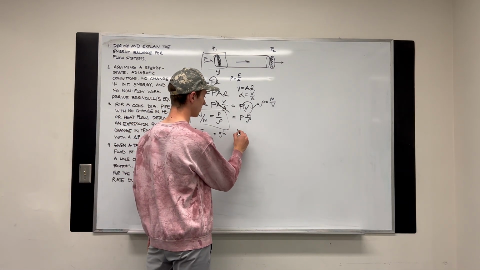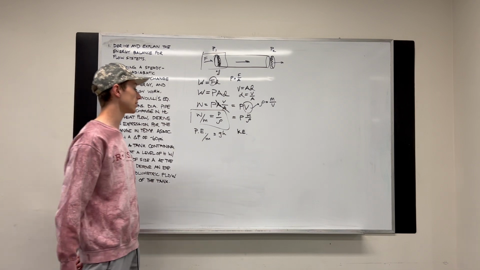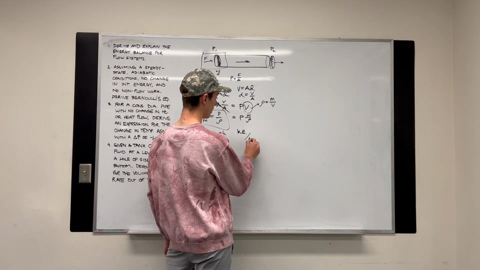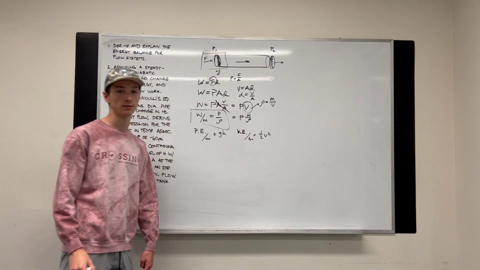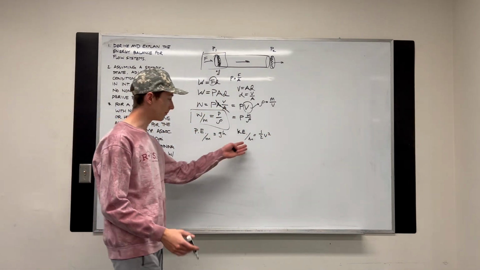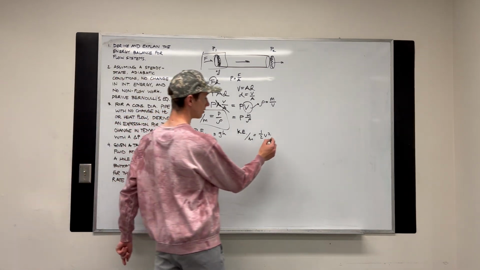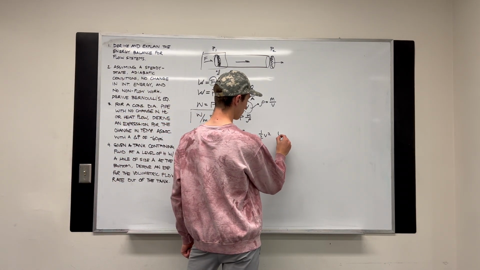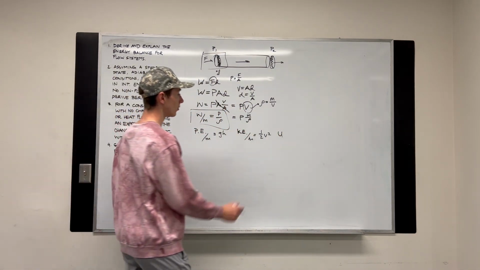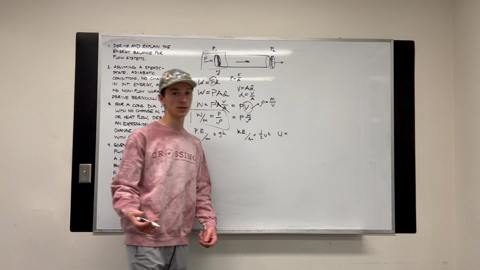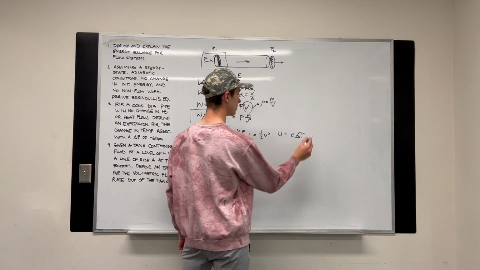There's also kinetic energy. The fluid carries some kinetic energy because of its movement. Per unit mass, this is equal to 1/2 v squared, right? 1/2 mv squared divided by m. We might also have some internal energy. This is known usually as U. We know U as m c delta T, but per unit mass, we have c delta T.